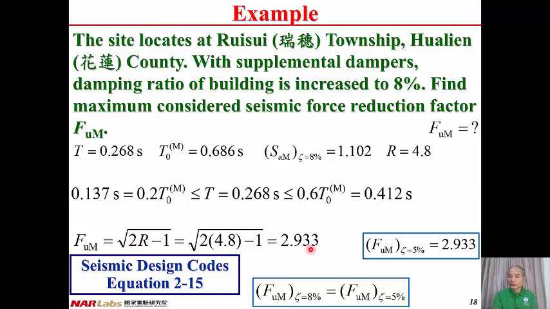2.933. And then compare with the result we got from previous lectures, the seismic force reduction factor for the structural damping ratio equal to 5% equal to 2.933. Comparing these two values, the seismic force reduction factor for damping ratio equal to 8% is equal to that for damping ratio equal to 5%. Is it true? The equality is satisfied in this case. Is it true for other cases?